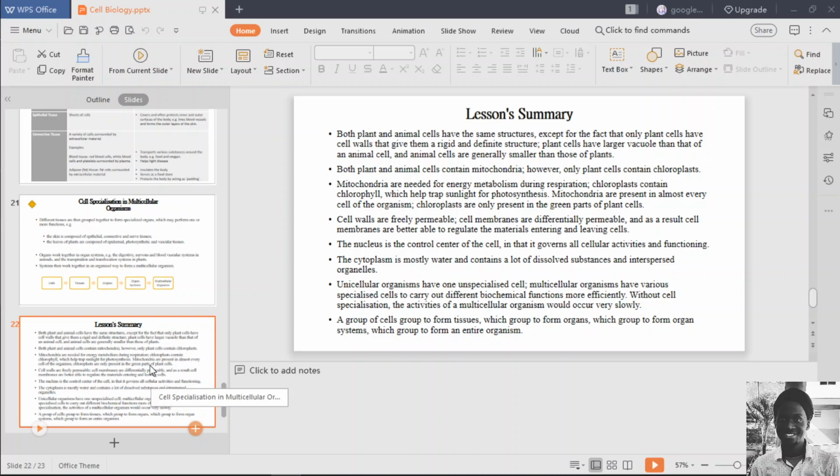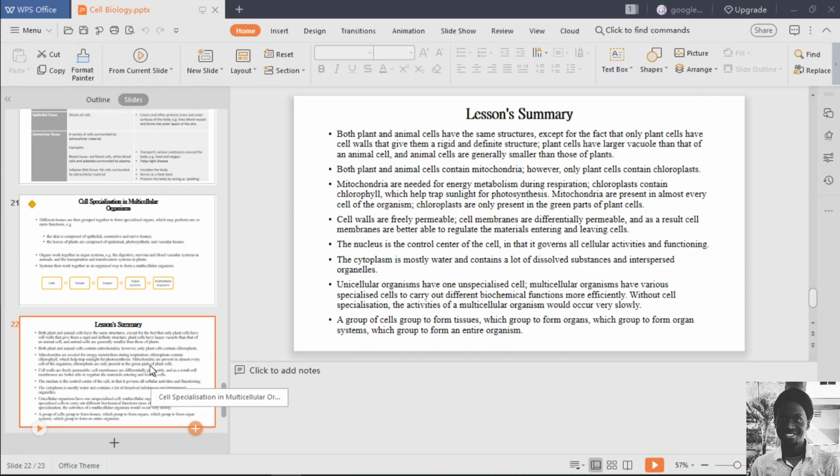Mitochondria are needed for energy metabolism during respiration. Chloroplasts contain chlorophyll, which helps trap sunlight for photosynthesis. Mitochondria are present in almost every cell of the organism. Chloroplasts are only present in the green parts of the plant. Also, cell walls are freely permeable as opposed to cell membranes, which are differentially permeable. So cell walls allow everything to pass through, while cell membranes only allow certain things to pass through. The cell membrane is better able to regulate the materials entering and leaving the cells.